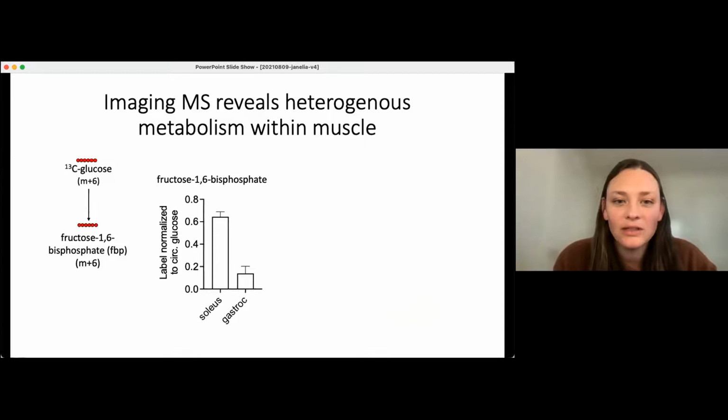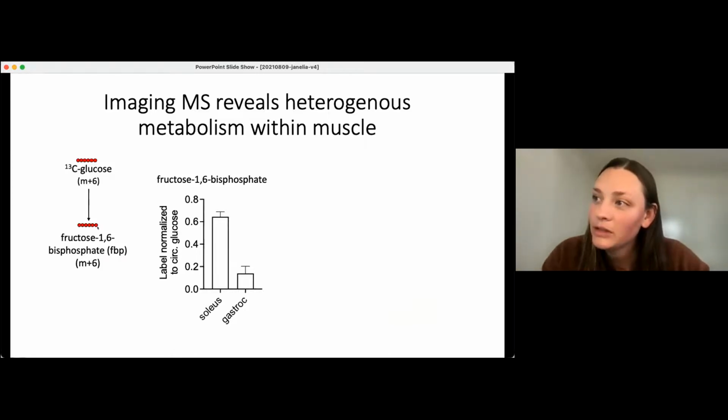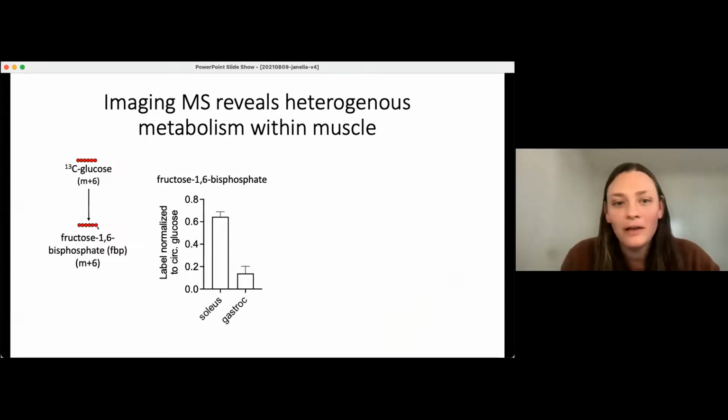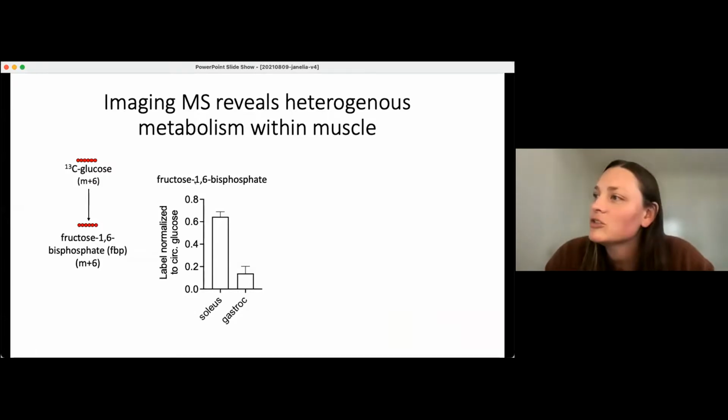So I wanted to use this to identify glycolytic cell types within tissues. And again, what I'm looking for is just cell types that have labeling from glucose in their glycolytic intermediates. And I decided to start doing this in muscle as kind of a test case, because we know that different types of muscle label very differently from glucose, where the soleus labels a lot from glucose and the gastrocnemius muscle, which happens to be right next to it, labels very lowly.